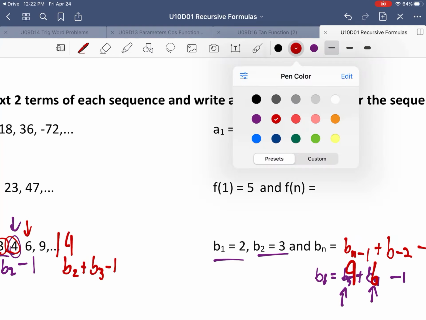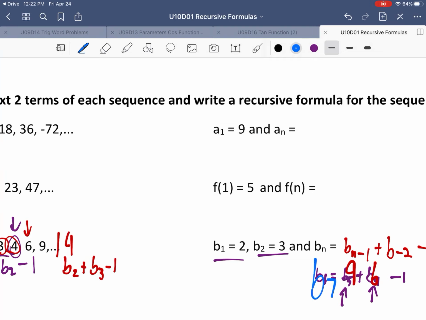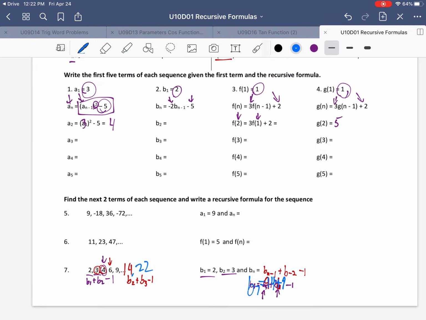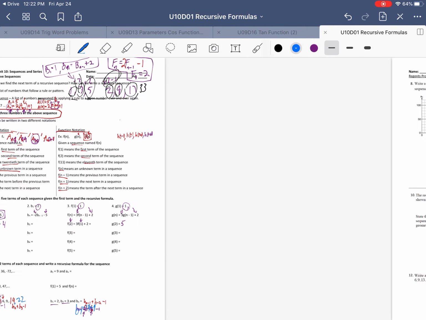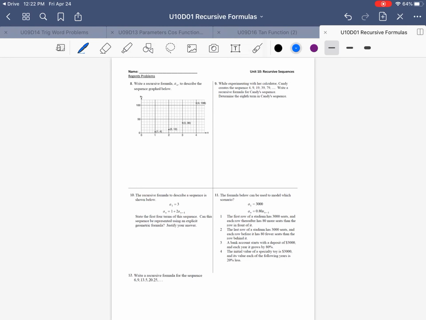And then if I were to find the seventh term, so if I wanted to find B7, I would have to take B6, which was 14, and B5, which was 9, add those, get 23, subtract 1, and get 22. All right, so I'll leave the other ones for you guys to try and finish on your own. Let's take a look at some of the Regents problems on the back.